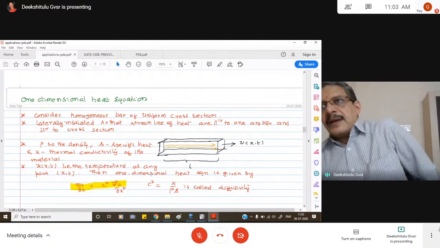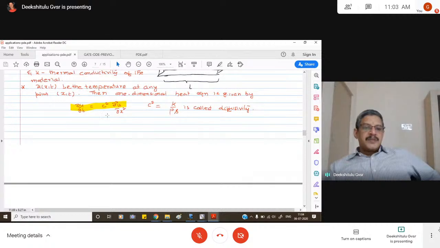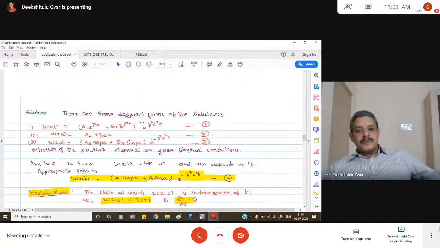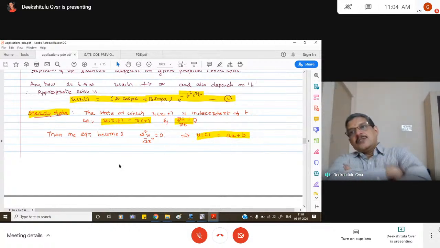The one-dimensional heat equation or two-dimensional heat equation under steady state conditions is given by, what happens? ∂u/∂t becomes 0. Then the equation becomes ∂²u/∂x² = 0. In two dimensions it becomes ∂²u/∂x² + ∂²u/∂y² = 0. So ∂u/∂t becomes 0 under steady state condition. The equation now becomes ∂²u/∂x² = 0, and if you integrate these two times, u becomes ax + b. So this is also one more question.